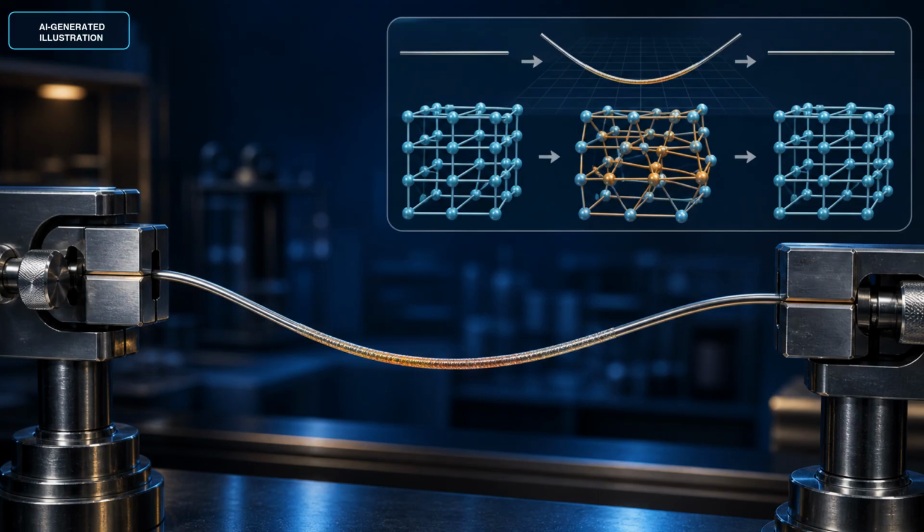Keep the alloy above A sub F, in a temperature range where stress can still create martensite. Pull the straight wire and stress-induced martensite appears. Remove the load, and it reverses to austenite without a heater. That is superelasticity, the same phase change, but driven around a stress loop instead of a heat and cool loop.